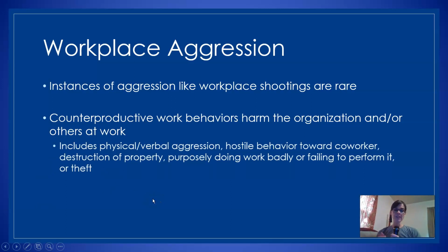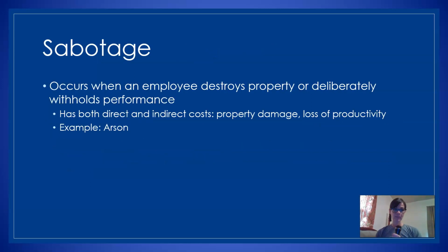That includes physical or verbal aggression, so like bullying, hostile behavior or inappropriate behavior towards your coworkers, destruction of property, purposely doing your work badly or failing to do it on purpose, or theft. All of these things either are going to hurt the organization or they're deliberately damaging your coworkers. And all of these are considered CWBs. So let's talk about a few in particular. We're going to talk about sabotage, aggression, and theft.